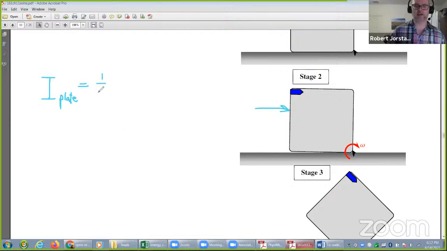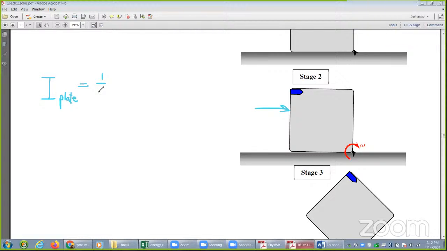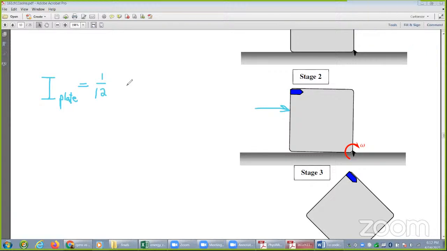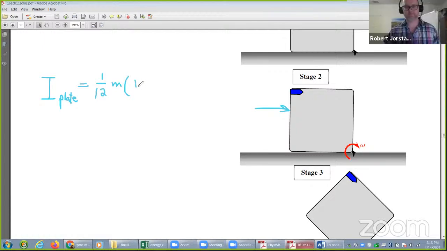What page are you looking at? So everybody knows, page 59. Everybody look at page 59. There's two plates. Which one is it? Alonzo, take your guess. It's the 1/12 m times (b squared plus a squared). Okay, b squared plus a squared. Now, what is a and b, and why did you choose this one over the other one?